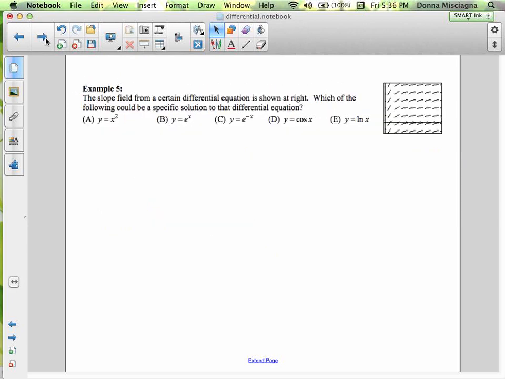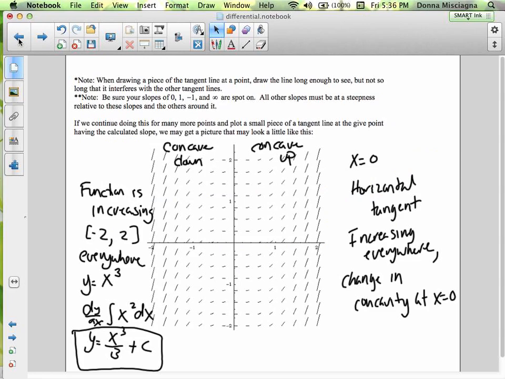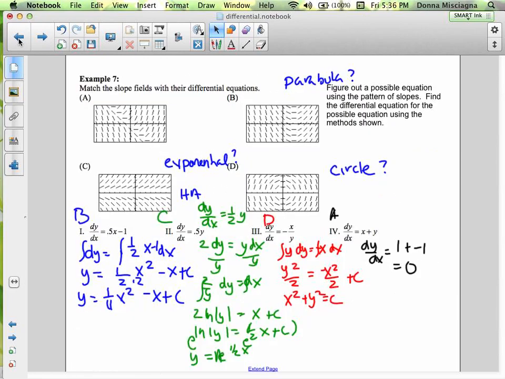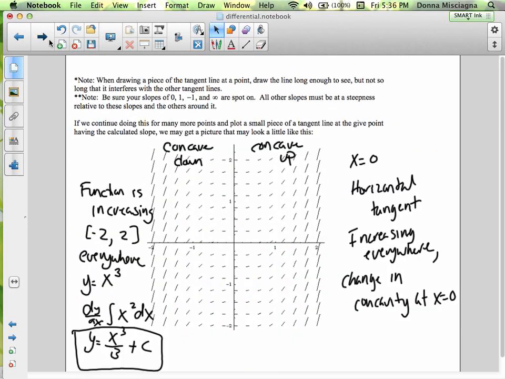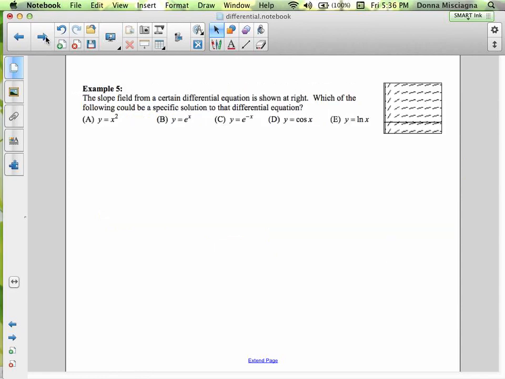This one is the slope field from a certain differential equation is shown at right. Which of the following could be the specific solution? So again, back here, we're matching the derivatives to the equation. So here we can plug in the values and find slopes. You can't do that when you have the equation, because the equation doesn't give you the slopes, it's giving you the function. So instead, we're identifying what do we know about that function. So the same thing here, we're going to identify what do we know about this function here.